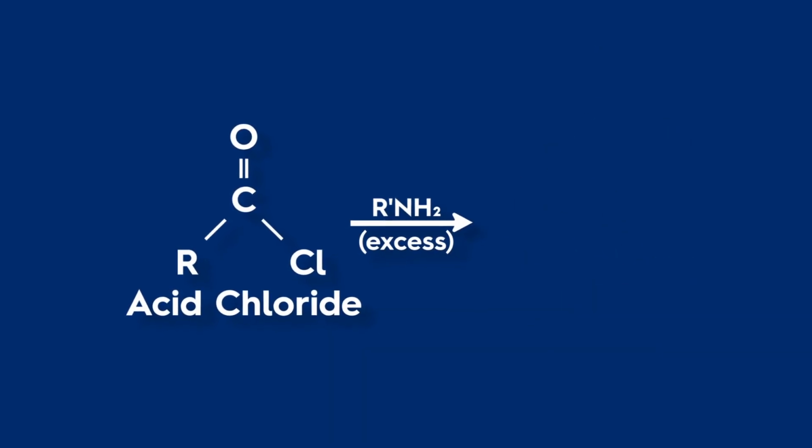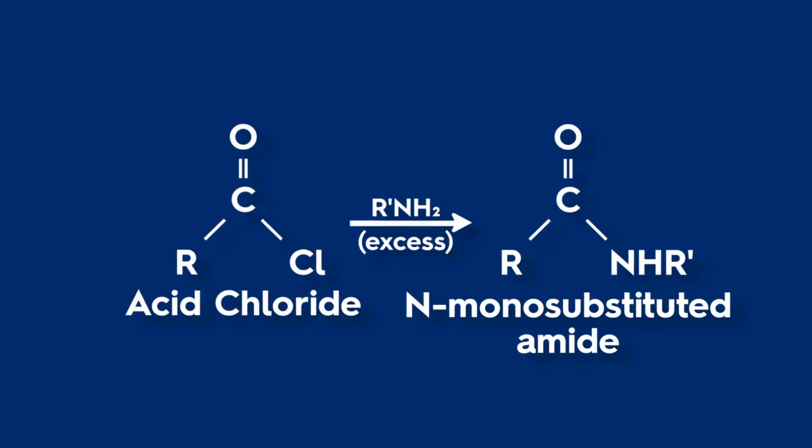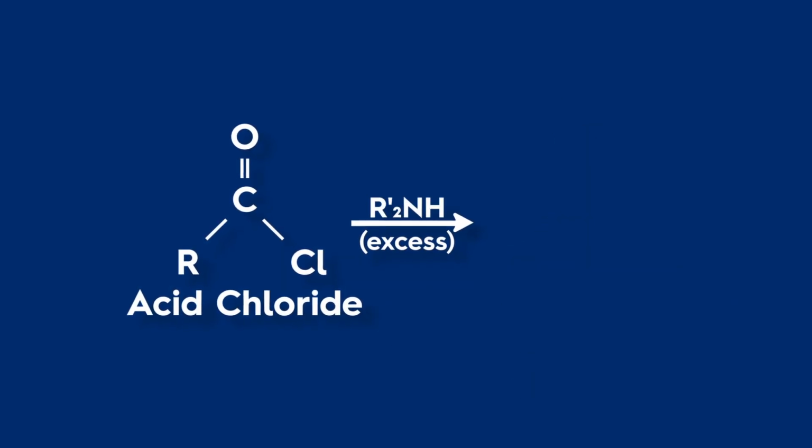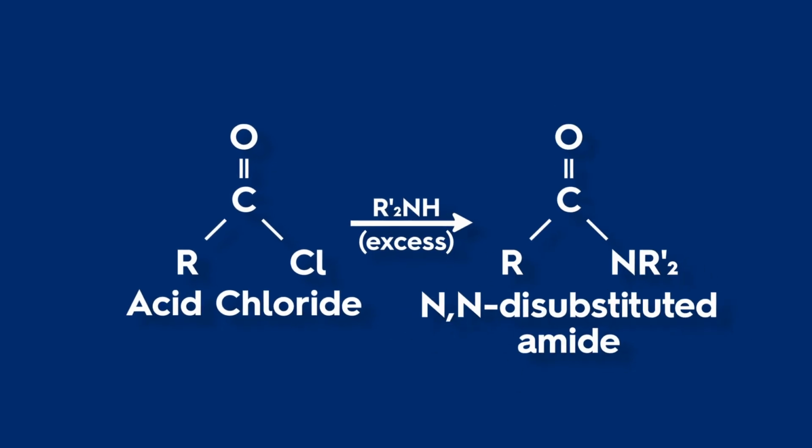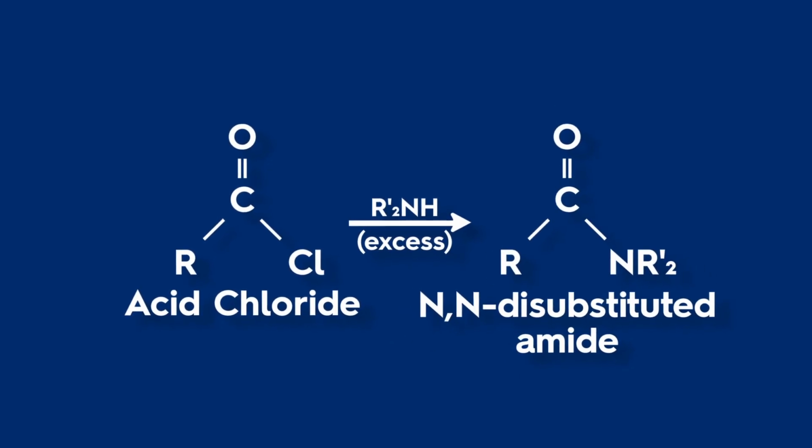Lastly, using a primary amine instead gives an N-monosubstituted amide, while a secondary amine yields an N-disubstituted amide.